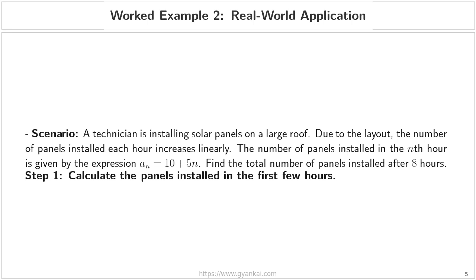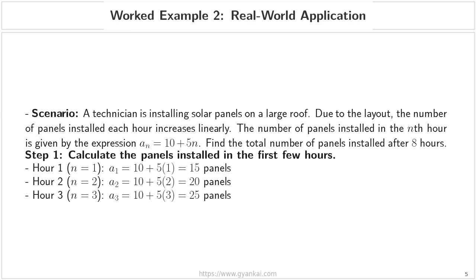First, let's generate the first few terms to see the sequence in action. For the first hour, where n equals 1, we substitute that into our formula, 10 plus 5 times 1, which gives us 15 panels. In the second hour, where n equals 2, we get 10 plus 5 times 2, which is 20 panels. And for the third hour, where n equals 3, we have 10 plus 5 times 3, resulting in 25 panels. So our sequence of panels per hour is 15, 20, 25, and so on.